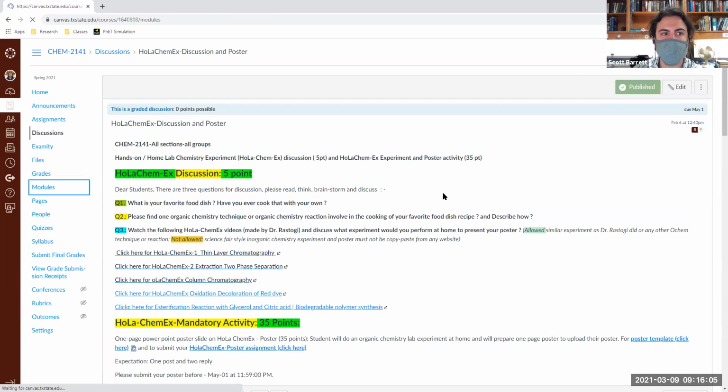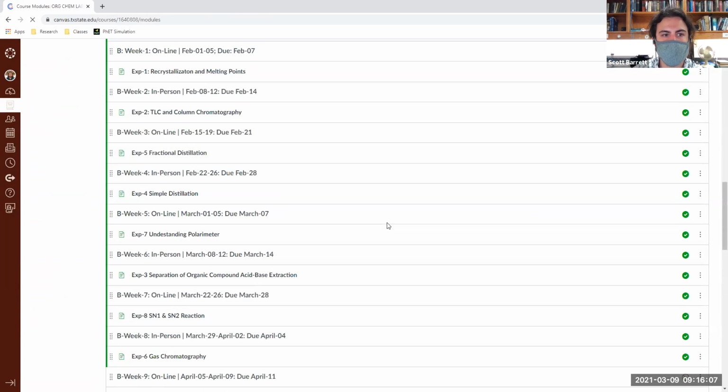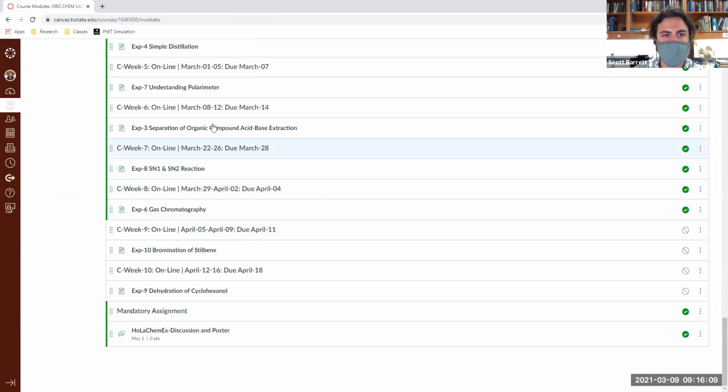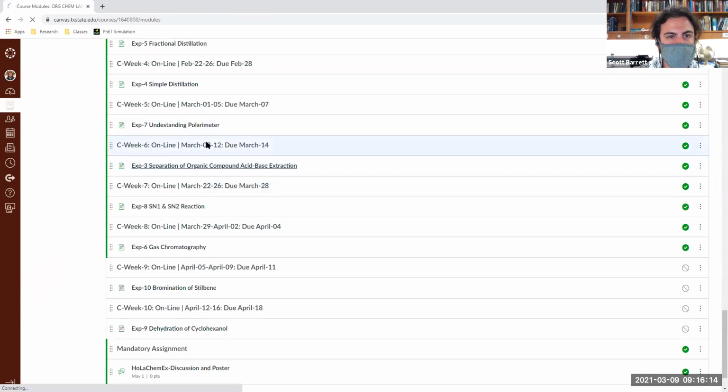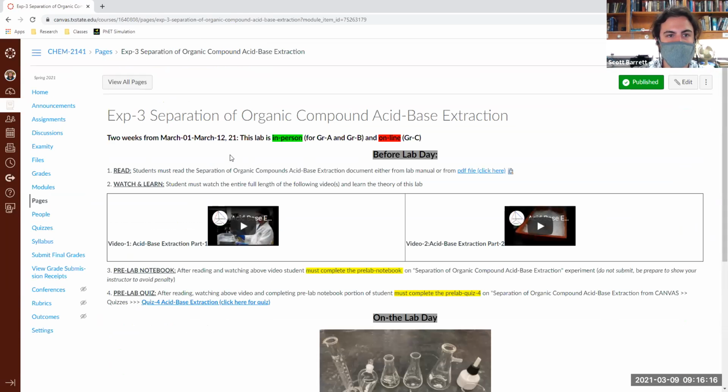Let's go back into the modules and go forward into the separation. So this week, the week of March 8th through 12th, this is our lab today. Let me move the screen real quick. Firstly, like usual, we will read through the lab manual, which I'll open up afterwards once we get through reading through the module.